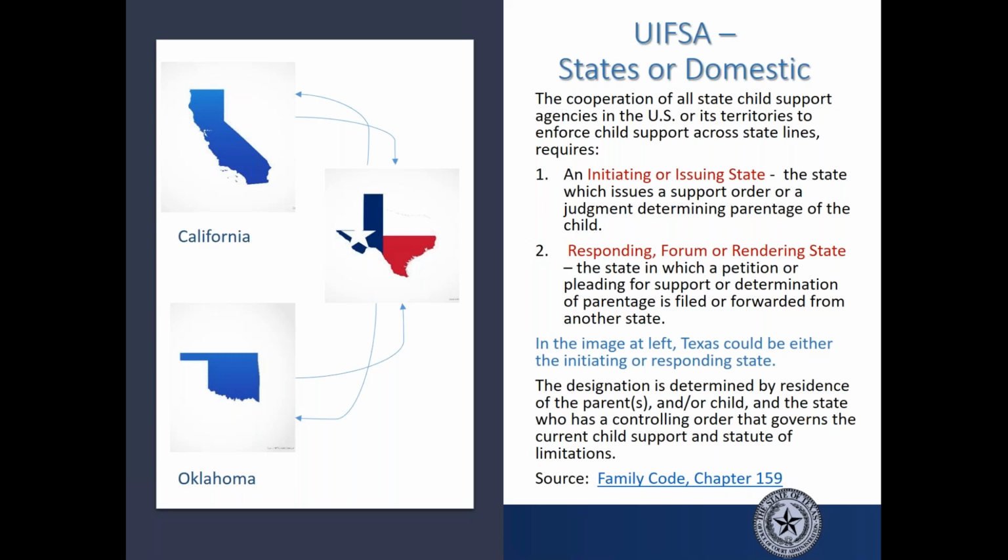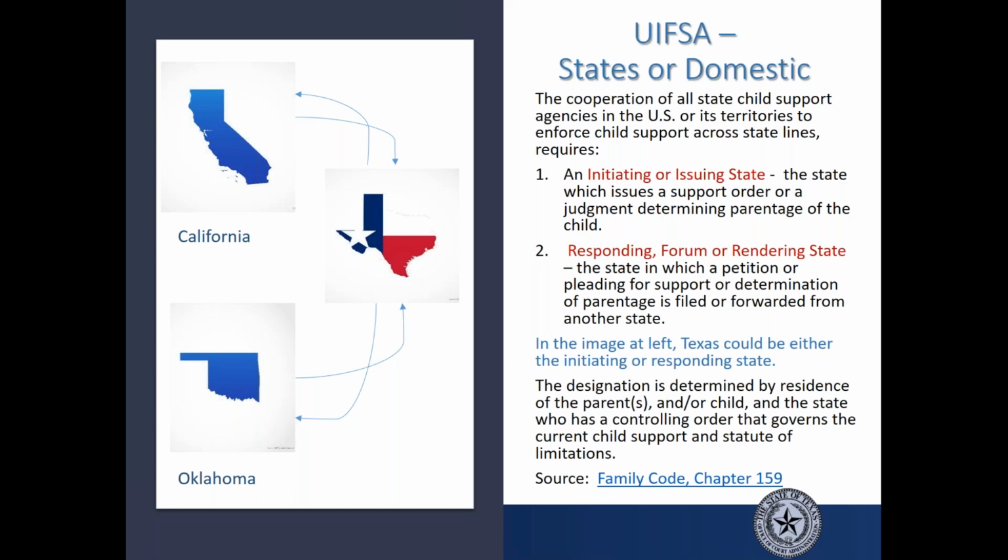In the image at left, California, Texas, and Oklahoma can either initiate or respond to a UIFSA. It's the cooperation of all state child support agencies in the U.S. or its territories to enforce child support across state lines. It requires an initiating or issuing state. It's the state which issues the support order or a judgment determining parentage. The responding or receiving rendering state is the one where the petition or the pleading is filed and forwarded from another state.